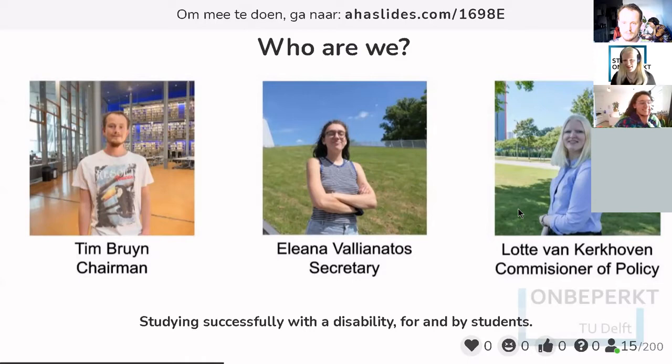Okay, and then we have our last board member, me. I'm Lotte, and I am studying the Master Applied Geophysics at the TU Delft. I have a visual impairment myself, so as we can see, we have here a broad range of disabilities, which is nice because we want to represent a large group of students with a disability. And when we talk about disability, this can mean everything that makes it difficult for you to study in a normal way.